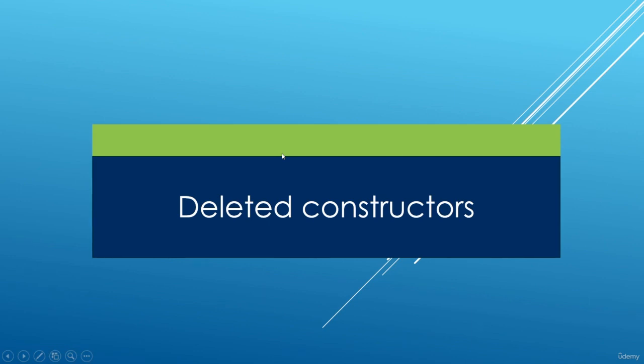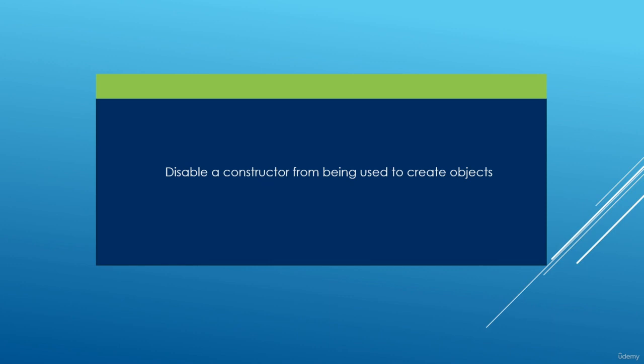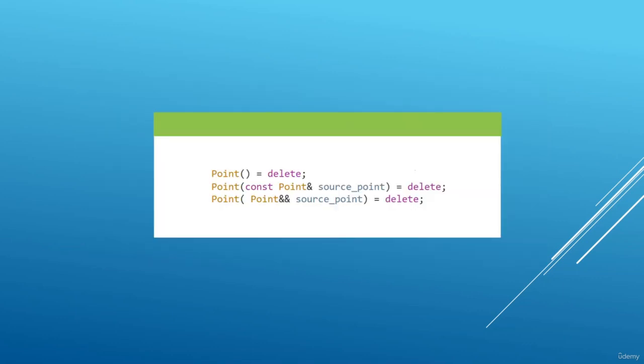In this lecture, we're going to learn about deleted constructors. This is a feature we have in C++ to disable some constructors and prevent them from being used to build objects. And the syntax to do that is ridiculously easy. All you have to do is say equals and say delete and put a semicolon at the end.